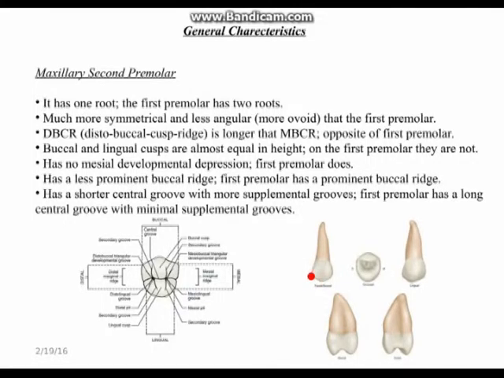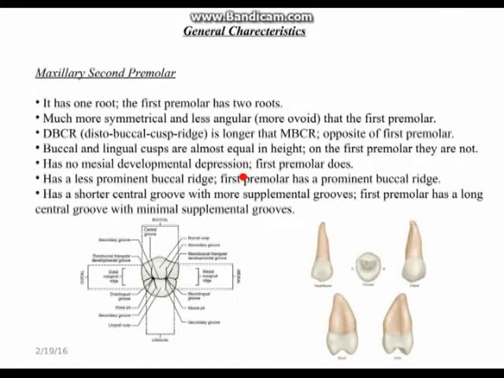Remember how we talked about marginal? That's different than the cusp ridge. So the distal buccal cusp ridge is longer, while it's opposite in the first premolar. Buccal and lingual cusps are almost equal in height. On the first premolar, they are not. On the first premolar, remember we said that it resembles a canine because the lingual cusp is so tiny.